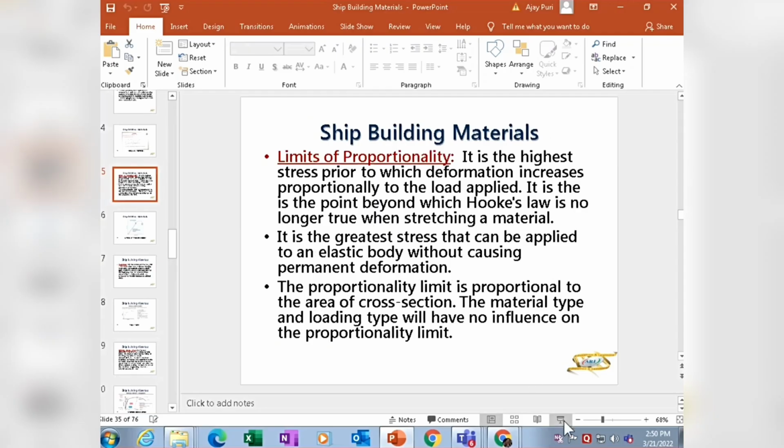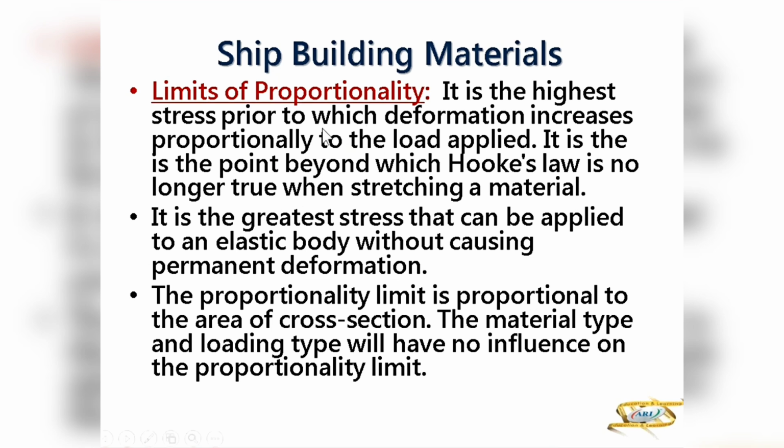So the limit of proportionality is the highest stress prior to which the deformation increases proportionally to the load applied, and beyond which the material will be stretched, but the stress will not be proportional to strain. So it is the greatest stress that can be applied to an elastic body without causing permanent deformation. Proportionality limit is proportional to the area of cross section. The material type and the loading type will not have any influence on the limit of proportionality. That is only dependent on the thickness of the material or the area of cross section.